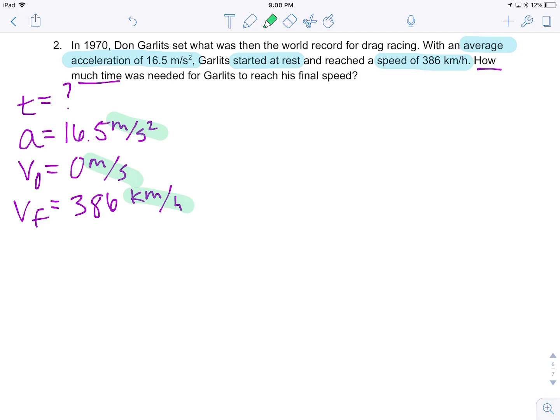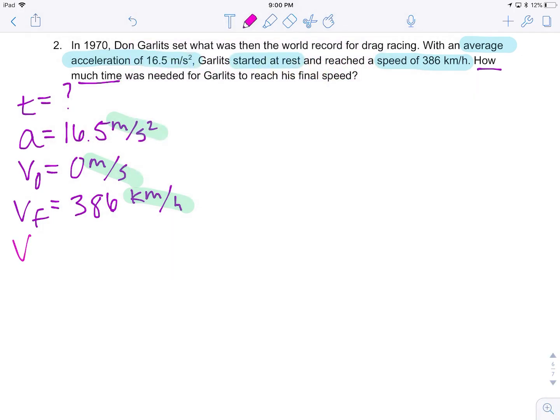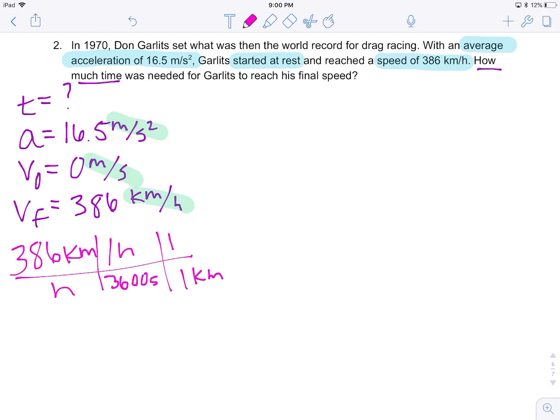So I'm going to choose to convert my final velocity units just to get them in my usual units of meters per second. I will, just kidding. Show my work here. And when I plug that into my calculator, my new converted final velocity ends up being 107.222 repeating forever meters per second.